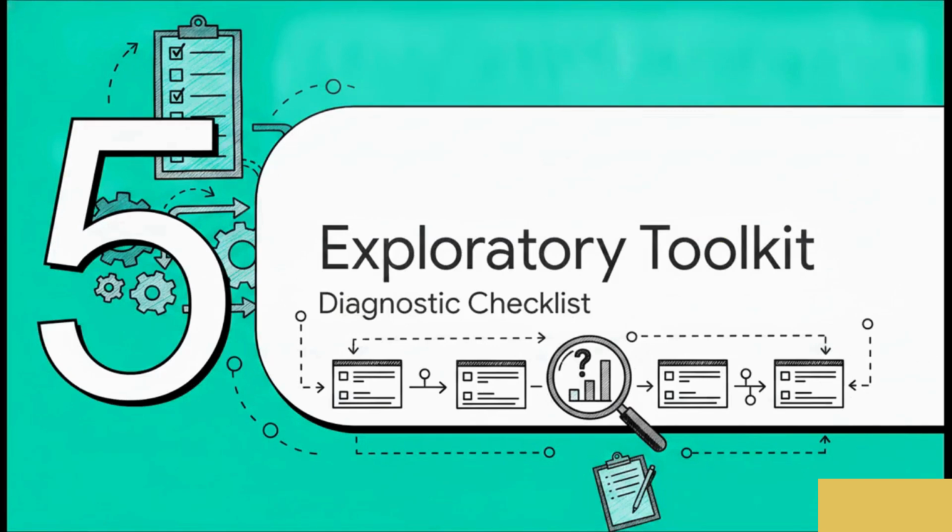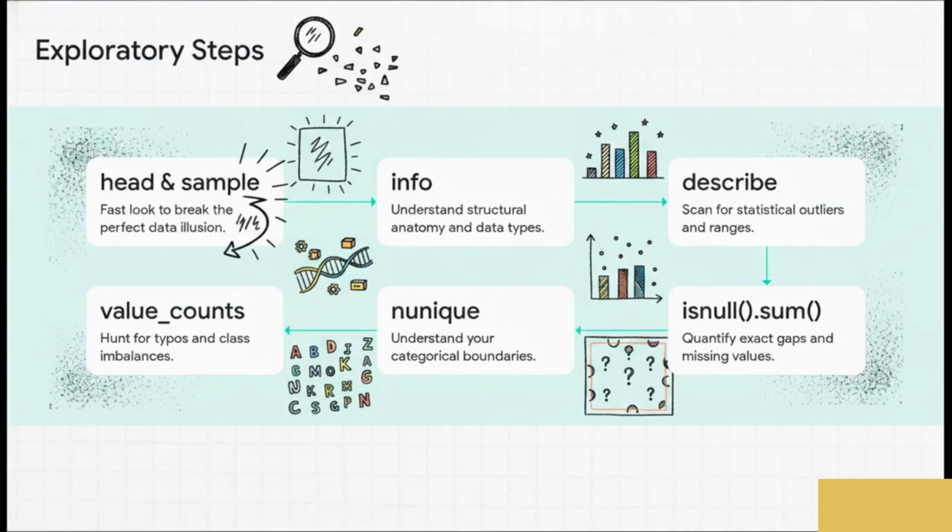Section 5. The complete exploratory toolkit. We are going to bring all of these isolated diagnostic commands together into a single, cohesive checklist that you can use every single day. All right, here is your definitive diagnostic checklist. Step 1. Get a fast look and break the illusion of perfect data using head, tail, and crucially, sample. Step 2. Run info to understand the structural anatomy and data types.